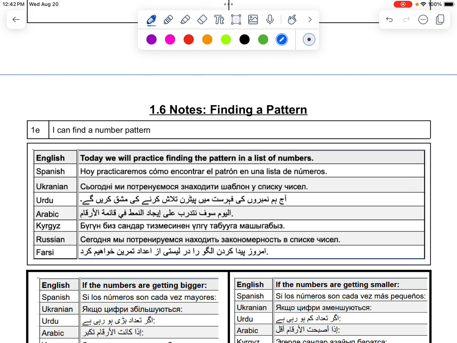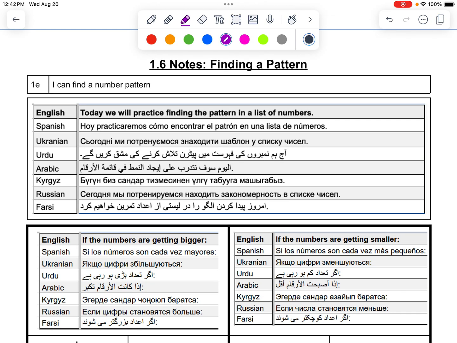Hi everybody, in this video we are going to go through the notes for lesson 1.6. Today we will practice finding the pattern in a list of numbers.